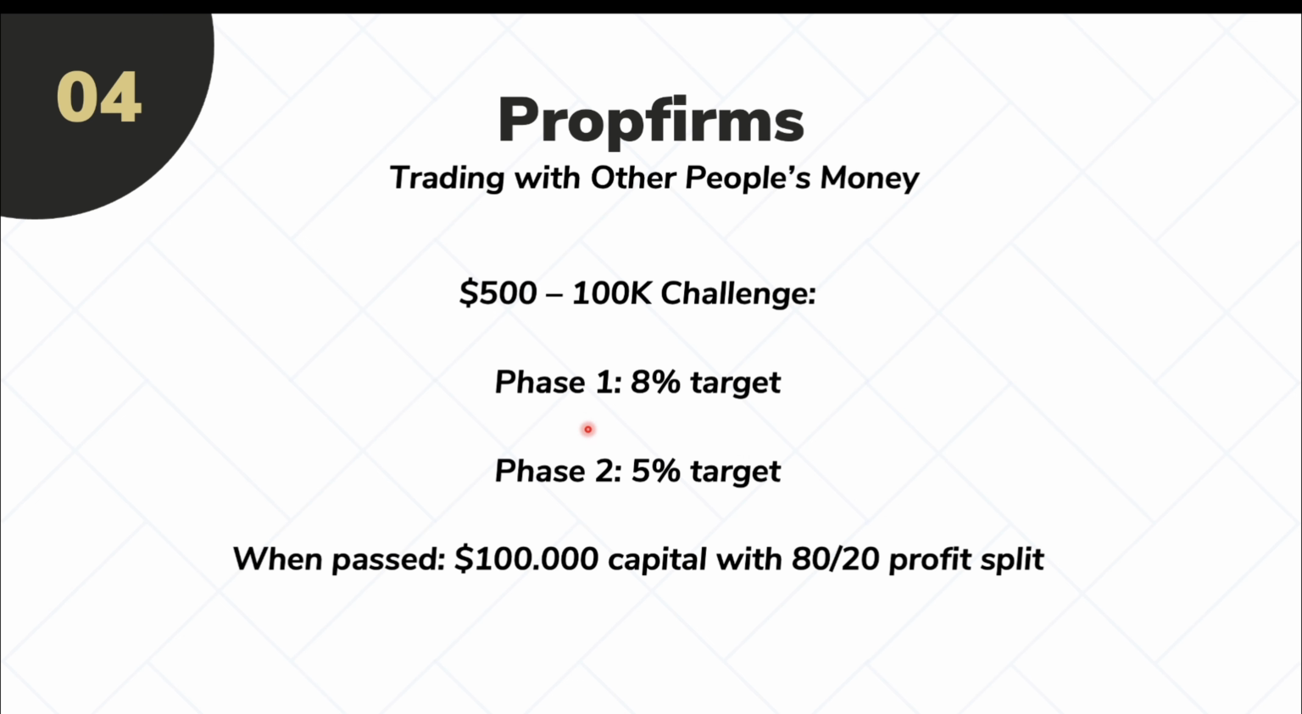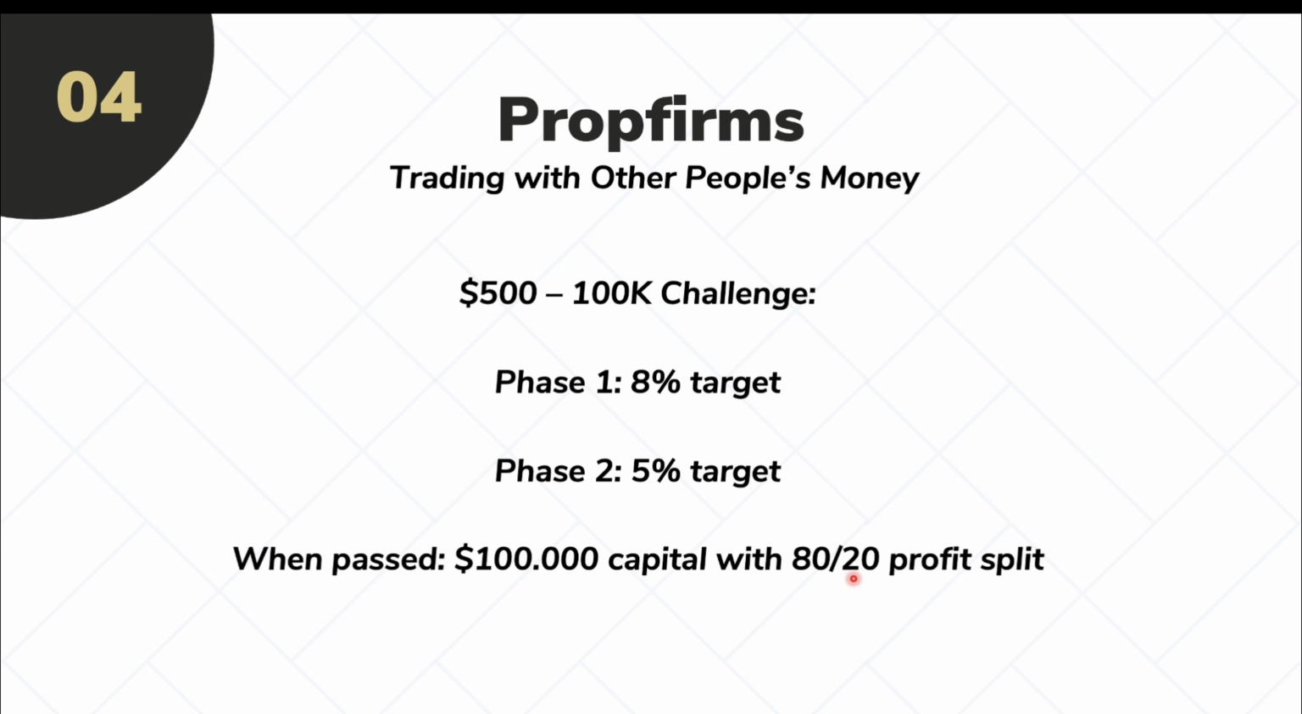In phase 1, you need to get an 8% target. So that means on 100K, you need to have 8,000 in profit. Then you pass phase 1 as a checkpoint. Then you go to phase 2. Then you need another 5,000 in profit. And then that's all completed. You will get 100,000 to play with.